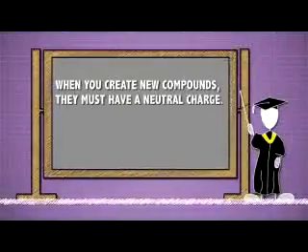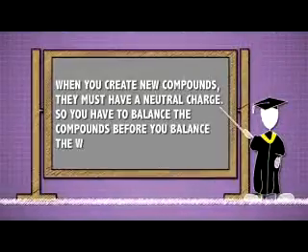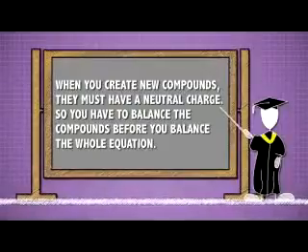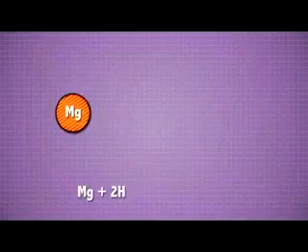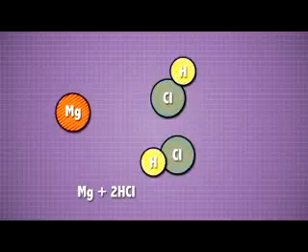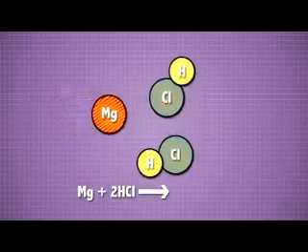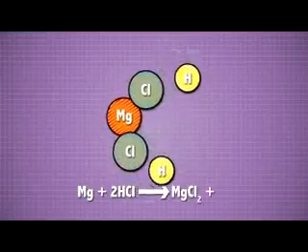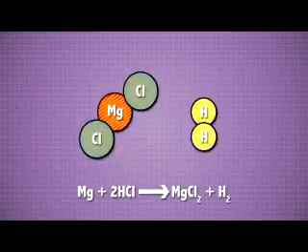In a single replacement reaction, your reactants are an element and a compound. They react to produce a new element and a new compound. Like elements will replace like elements. Atoms will replace other atoms with similar periodic trends. When you create new compounds, they must have a neutral charge, so you have to balance the compounds before you balance the whole equation. For example, magnesium and hydrogen chloride are the reactants. Magnesium will replace hydrogen to form magnesium chloride and leave hydrogen as the new element formed.